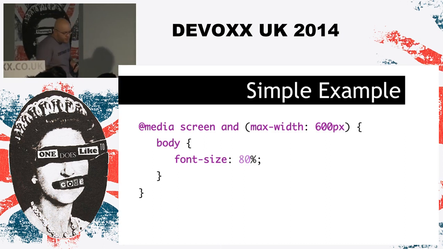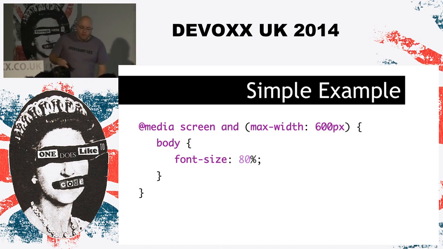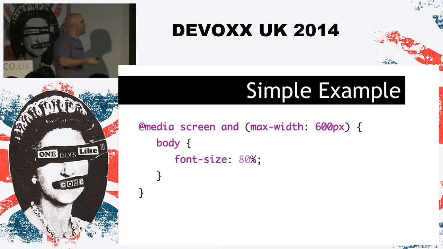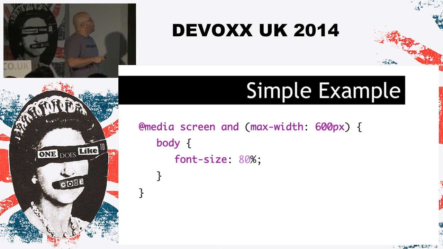So this is a sample example. What I can do right now, I put this in my CSS file. And that's basically saying if the media type is a screen, and the maximum width is 600 pixels, please put the font size to 80% of what it was before.